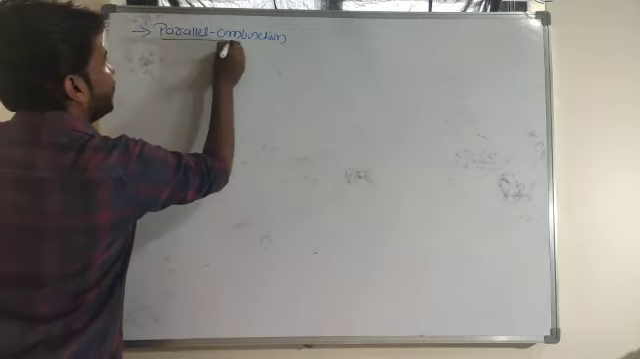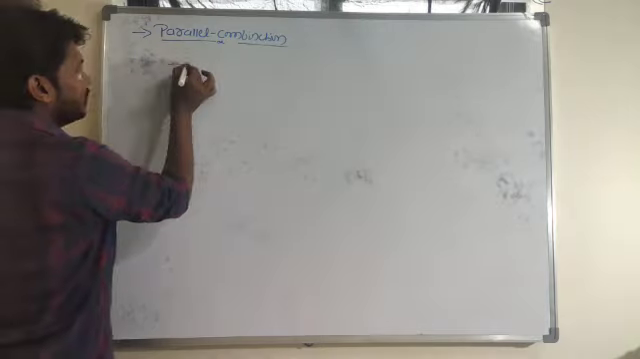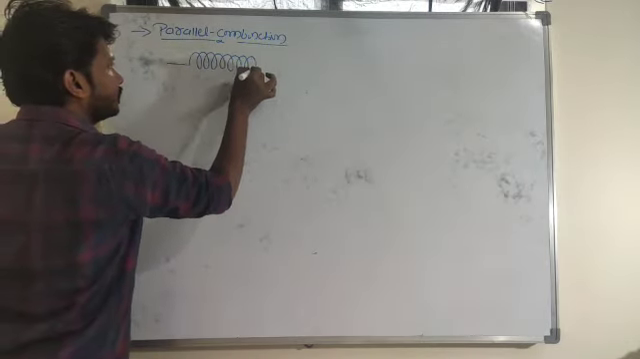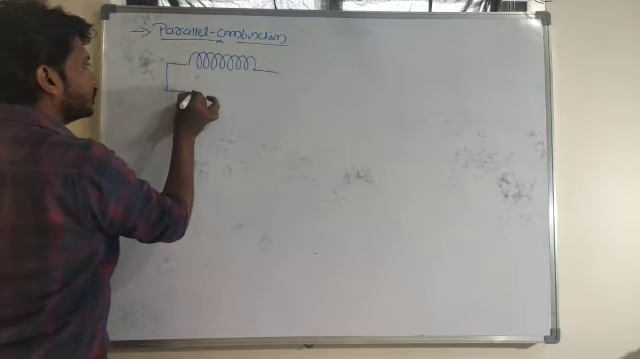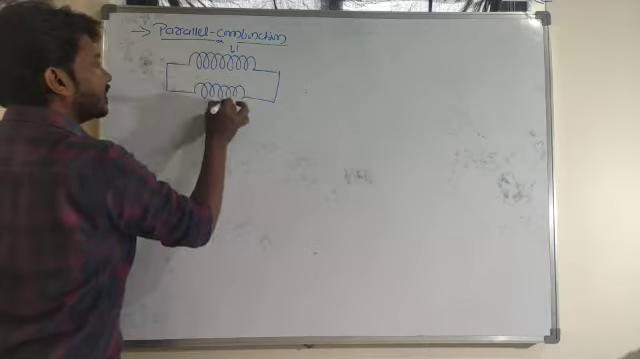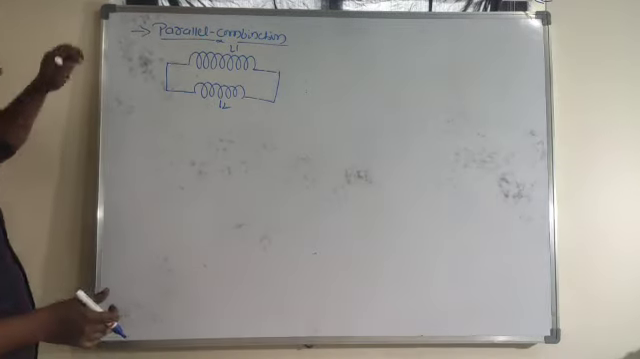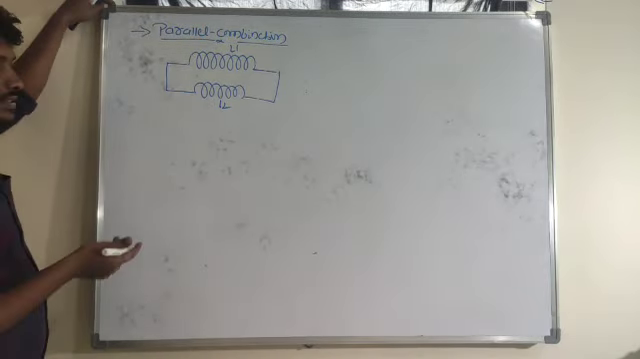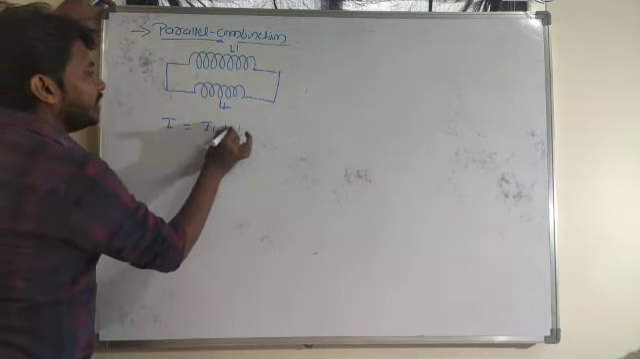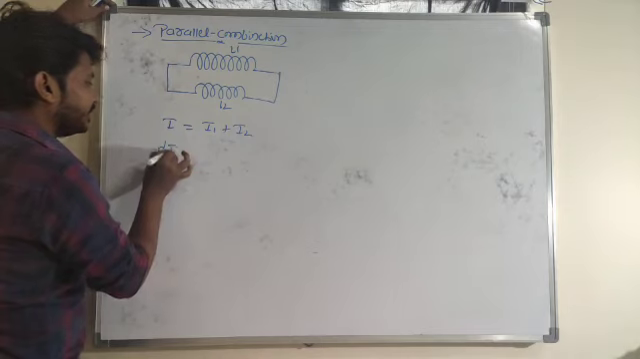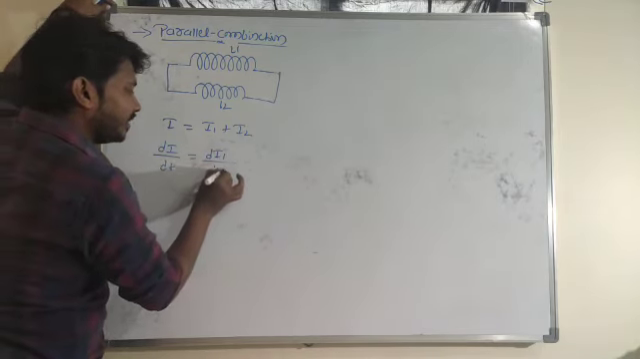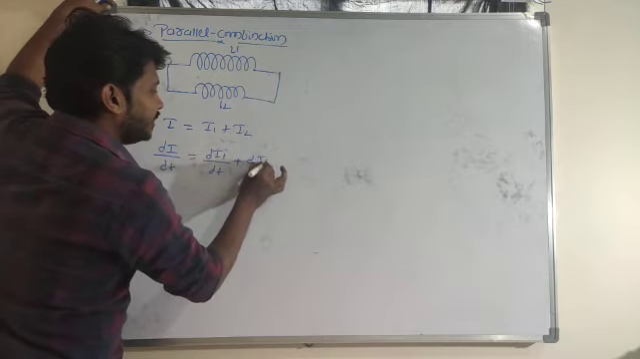So in case of that parallel combination, I will take two coils and these two coils are connected in a parallel combination. In parallel combination, the potential difference remains the same. So the total current is equal to the sum of the individual currents. Let me write that di by dt is equal to di1 by dt plus di2 by dt.